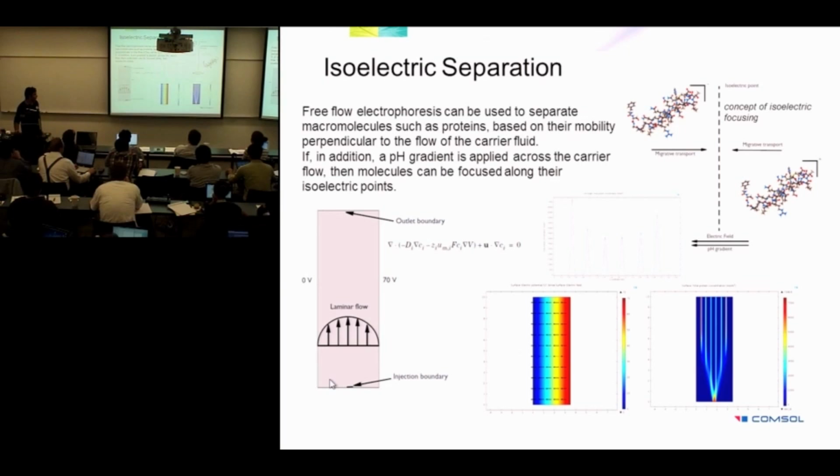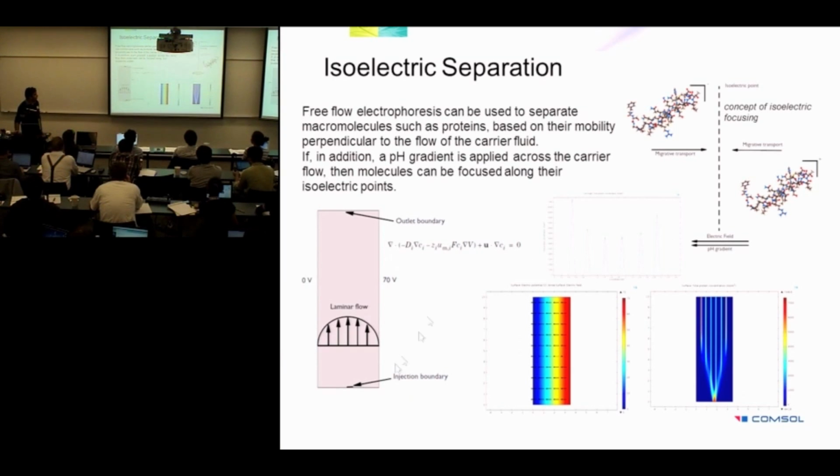The fluid flow is basically laminar. So you have a pressure-driven flow, which moves these species into your channel, and they can go out from this region. But then you apply a potential drop, like an electric field across this channel. So you have 0 volts on this face and 70 volts on this face, and you get an electric field across the channel.